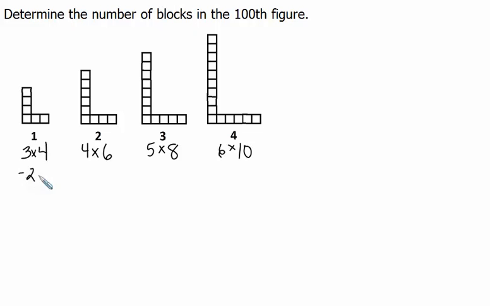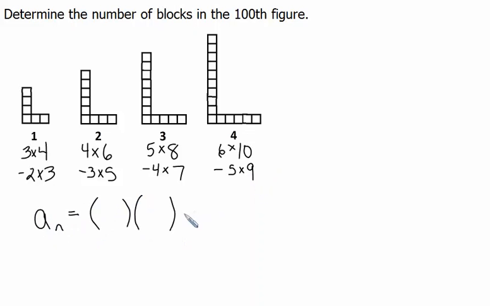So in the first picture we're missing a 2 by 3 rectangle that's been removed. Then we're missing a 3 by 5 rectangle that's been removed. And then we're taking away a 4 by 7 rectangle. And finally 5 by 9. So when we go to write the rule, it's two numbers multiplied together minus another two numbers multiplied together.